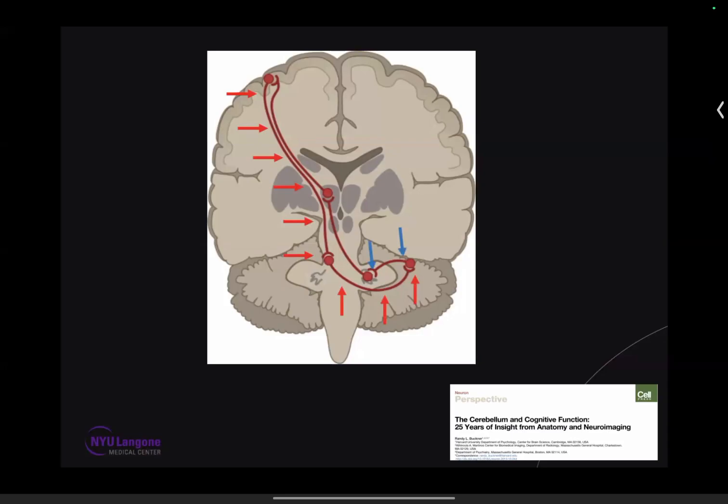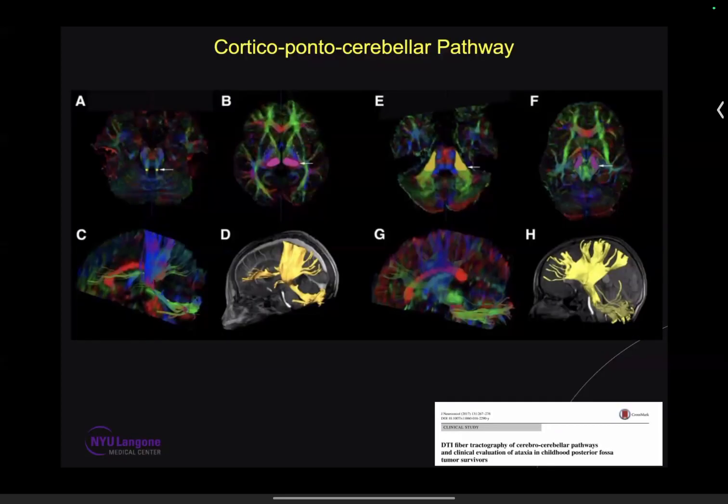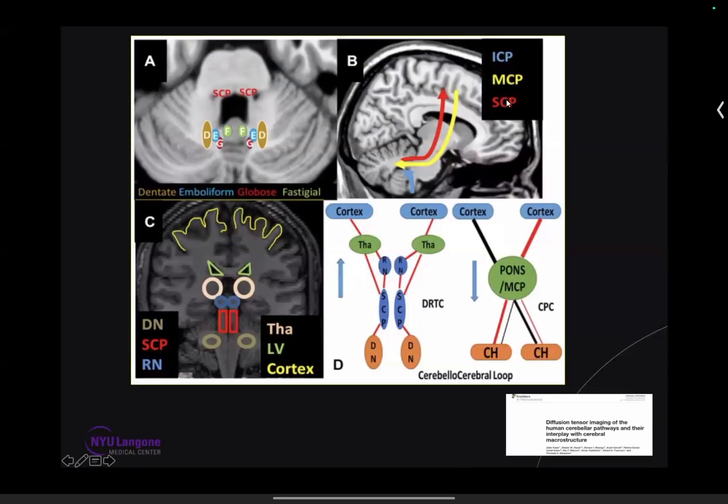Sorry, missing the cartoons over here. So you can see these connections going back from the cerebrum to the contralateral cerebellum and then back. So this is one of the very good DTI tractography papers which talks about these cortico-pontocerebellar pathways, if somebody is interested in looking at it.